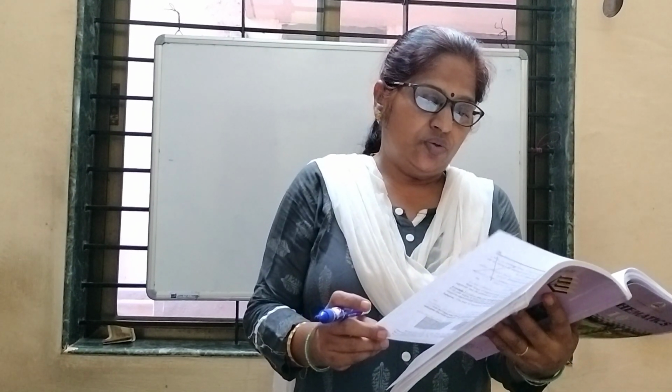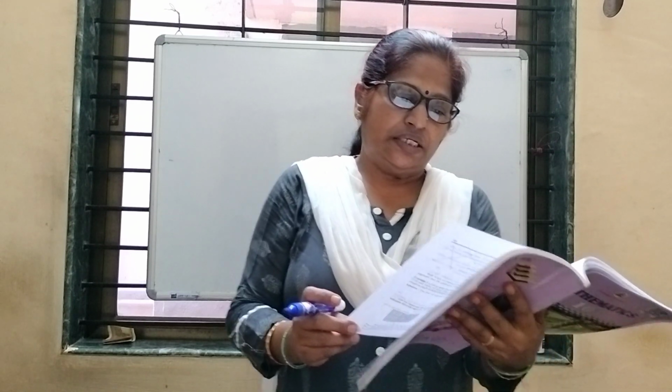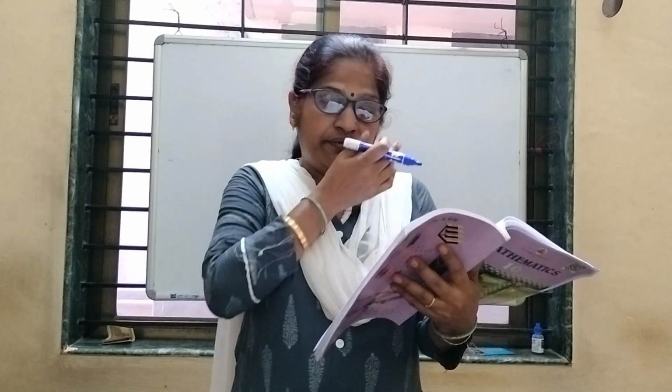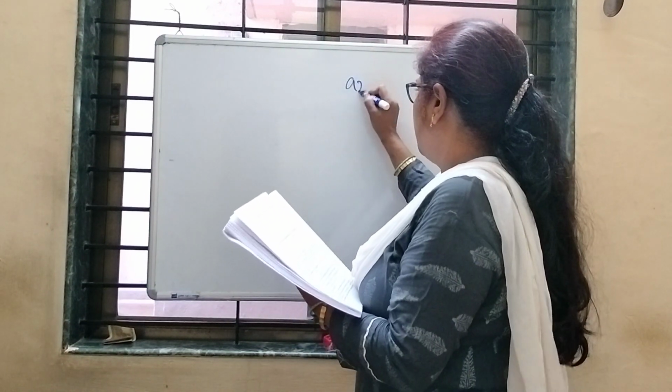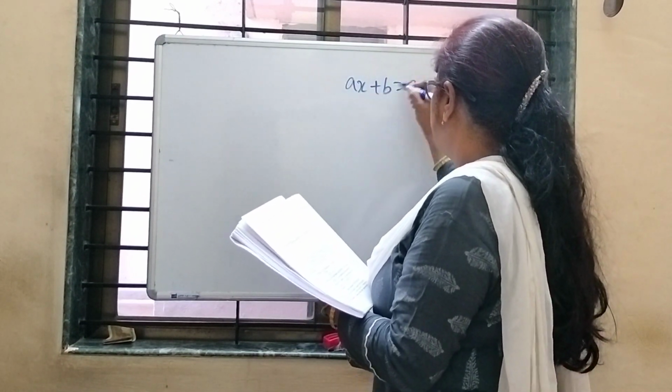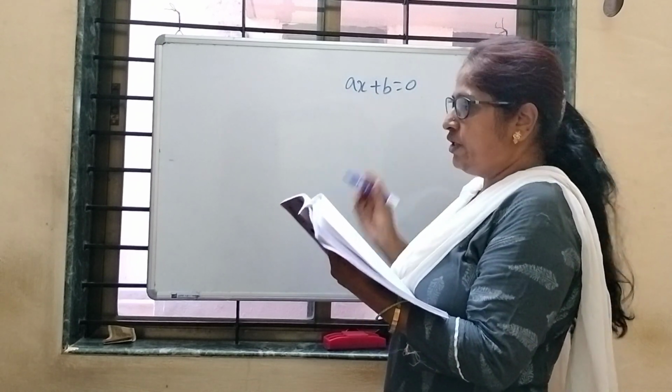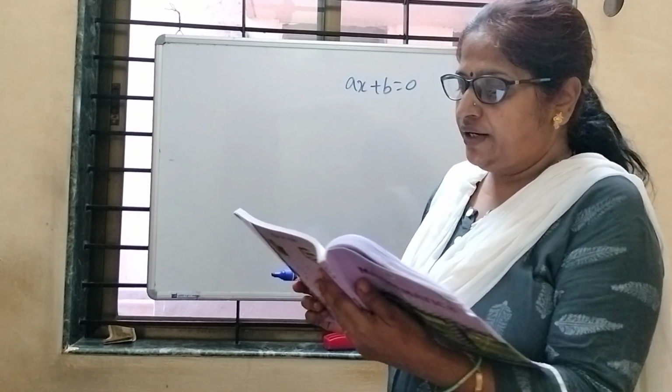Students, in this new video we are going to begin pair of linear equations in two variables. So what is a linear equation? That is, the degree of the variable will be 1. Linear equation in one variable you have studied like this: ax plus b is equal to 0, where a and b are real numbers and a is not equal to 0.